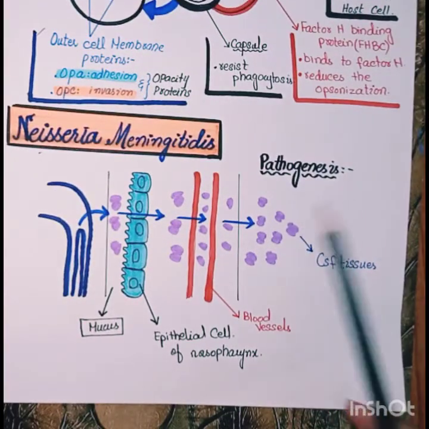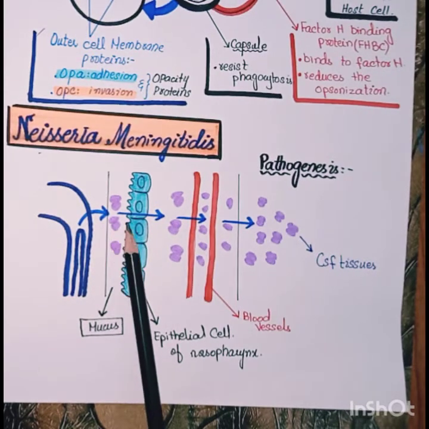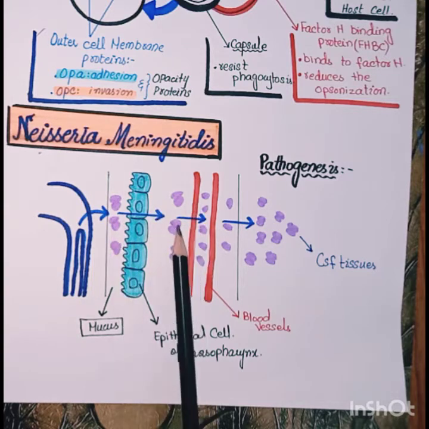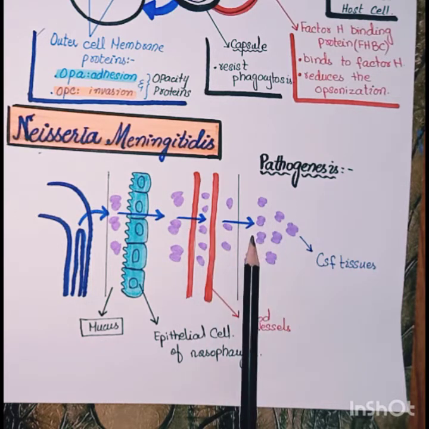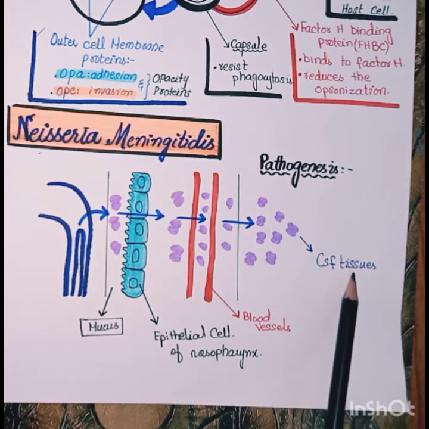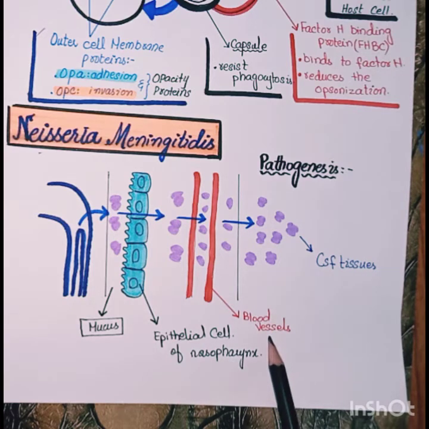This is the pathogenesis. First, Neisseria meningitidis enters the nasopharynx. After the nasopharynx, they enter the epithelial cells where they attach. After attachment, they invade the mucous membrane where they colonize. After colonization, they enter the bloodstream, and then they enter the CSF tissues where they cause meningitis and meningococcemia. This is the mucous epithelial cells of the nasopharynx, and this is the blood vessels.